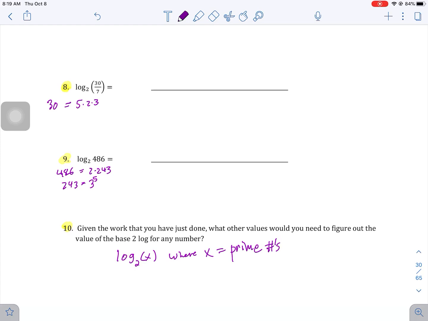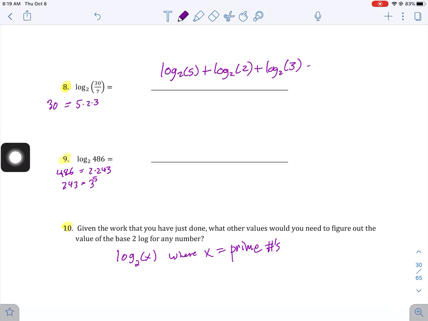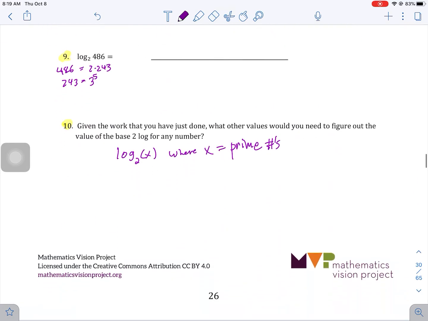Here, 30 is 5 times 2 times 3, so I could solve this as log base 2 of 5, log base 2 of 2, and log base 2 of 3. Log base 2 of 2 is 1, 3 and 5 are given above, and then I'm going to subtract log base 2 of 7, which is also given.